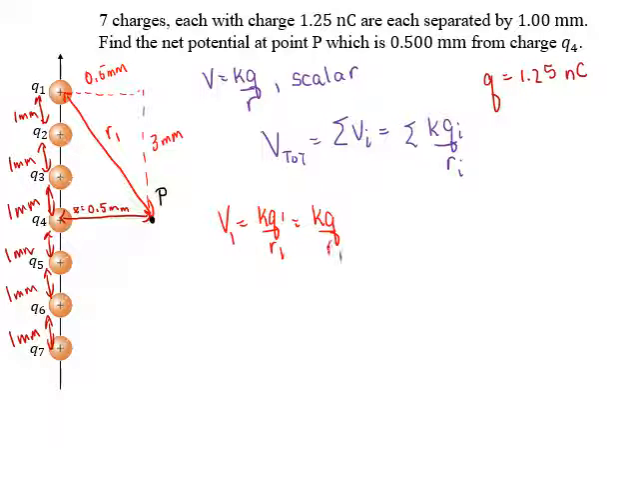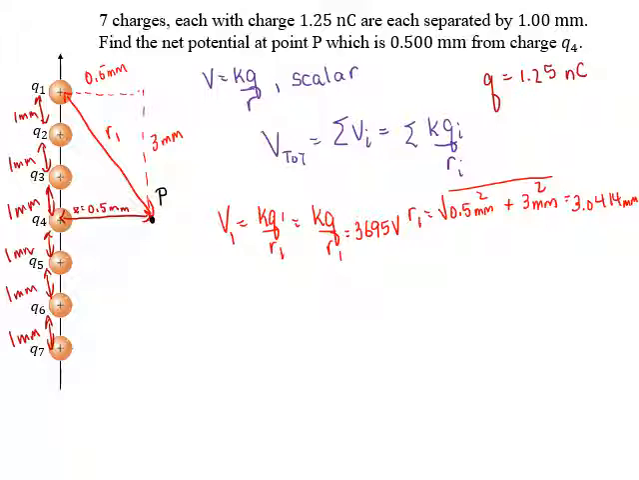So KQ1 over R1. R1 is the square root of 0.5 millimeters squared plus 3 millimeters squared. So the value of R1 is, I'm going to keep a few extra sig figs here, 3.0414 millimeters. Okay, I'm going to put this in my expression for potential. K, 8.99 times 10 to the 9, times 1.25 times 10 to the minus 9, divided by 3.0414 times 10 to the minus 3, to get a total potential V1 of 3,695 volts. Okay, that's V1.